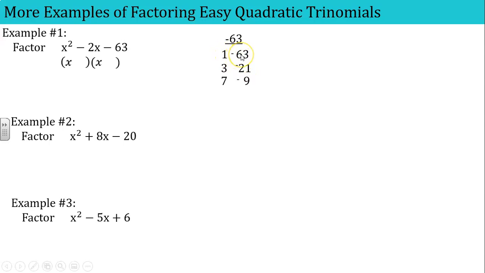1 plus negative 63 is negative 62, so that's no good. 3 plus negative 21, that's negative 18, so that's no good. The last one, 7 plus negative 9, is negative 2, which is exactly what I was hoping for here. So those are my quote unquote magic numbers. You put them in the parentheses and you're done.